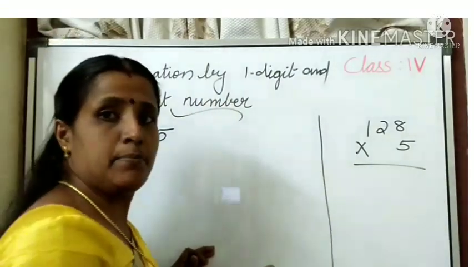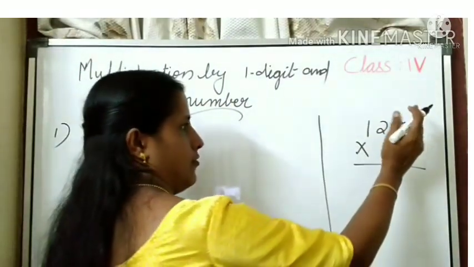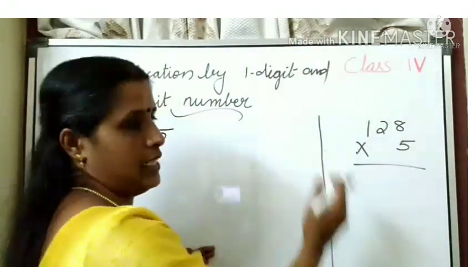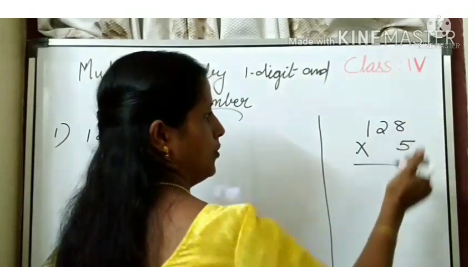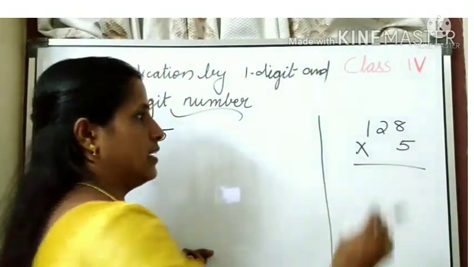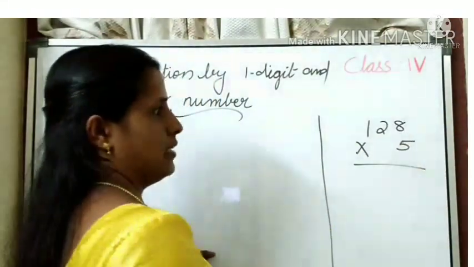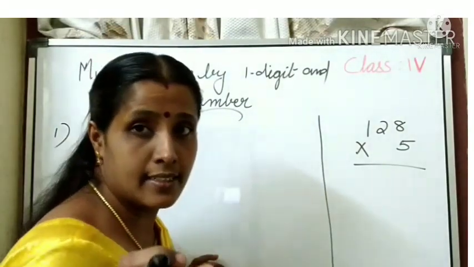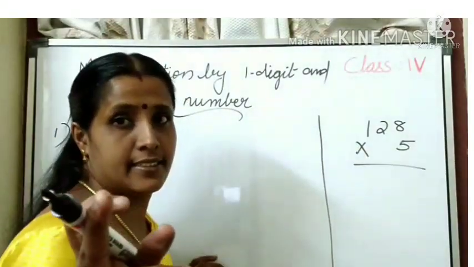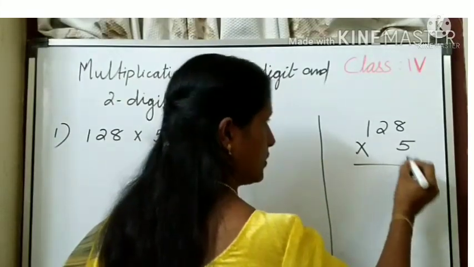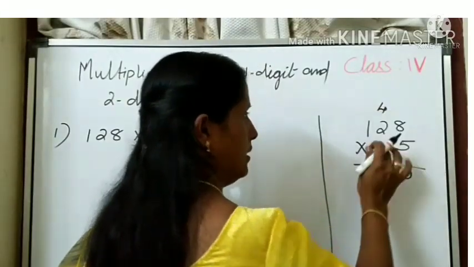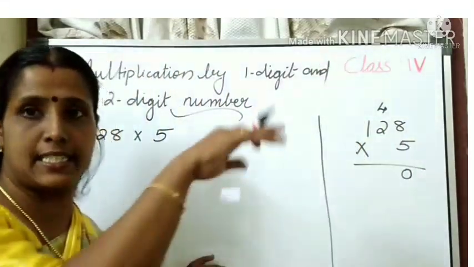So what is the first step? The starting is from right to left. So first we have to multiply 8 into 5. So you have to say the table. 8 into 5, what is the answer? Yes, 40. So we have to write here 0 and put the 4 above the tens place. That is the next place.